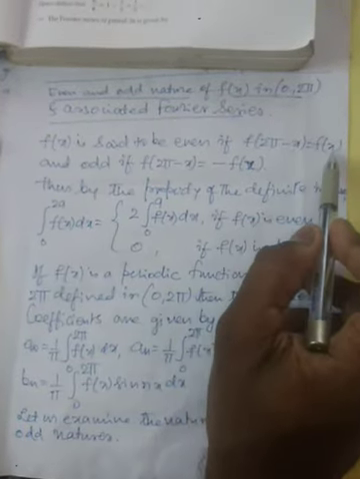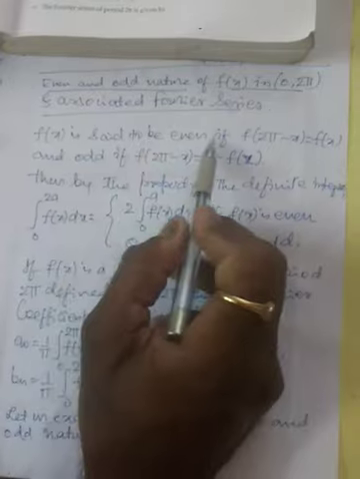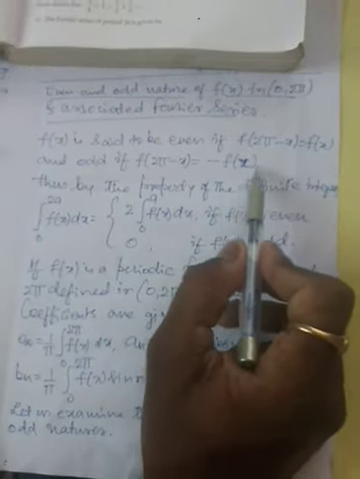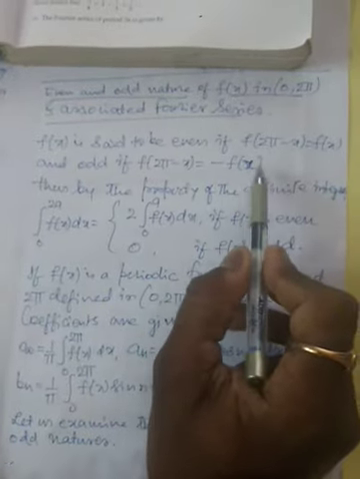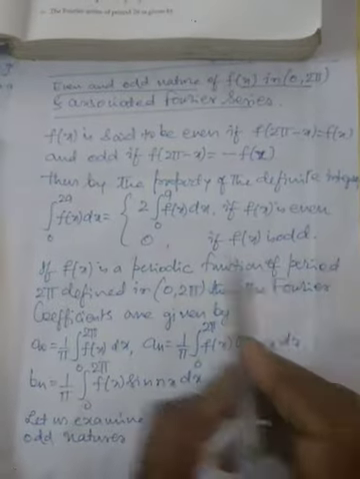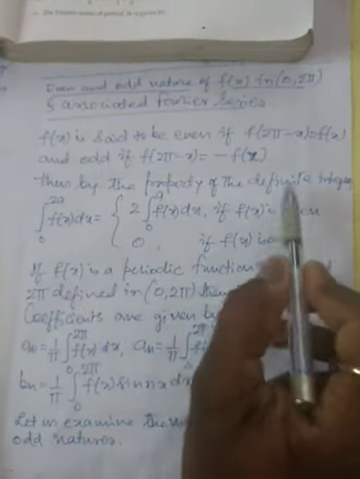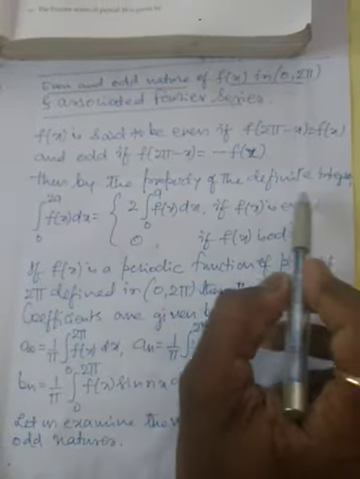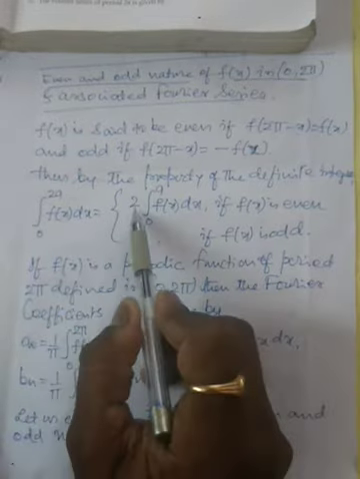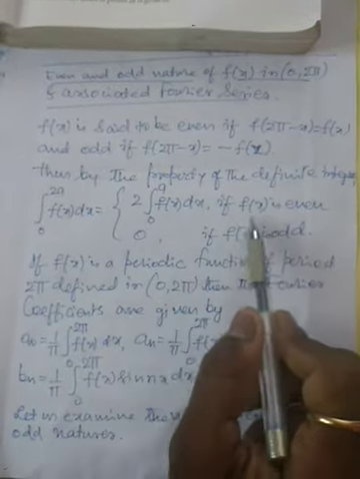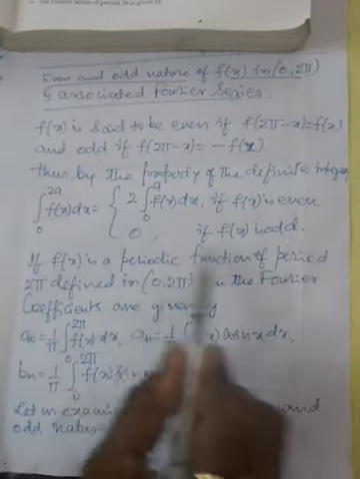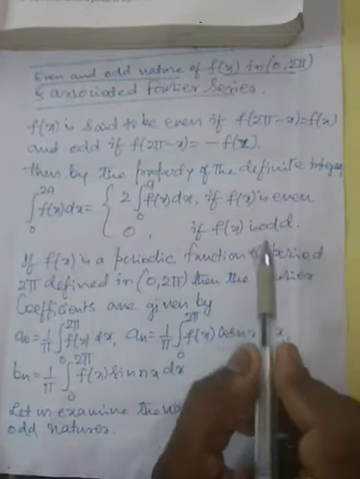Therefore, if f of 2 pi minus x equals f of x, then f of x is said to be even, and odd if f of 2 pi minus x equals minus f of x. Observe this example clearly, because we are discussing even and odd nature in the interval 0 to 2 pi. By the property of the definite integral, as we discussed in the previous class, the integral from 0 to 2 pi of f of x dx equals 2 times the integral from 0 to pi of f of x dx if f of x is even, and equals 0 if f of x is odd. This property is already known to us, and we are using the same property.